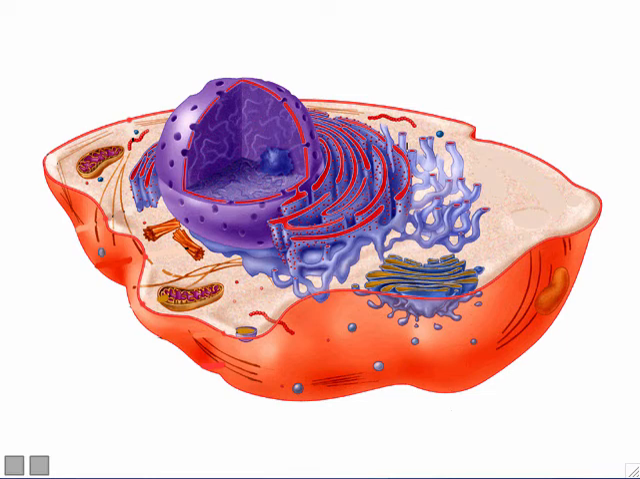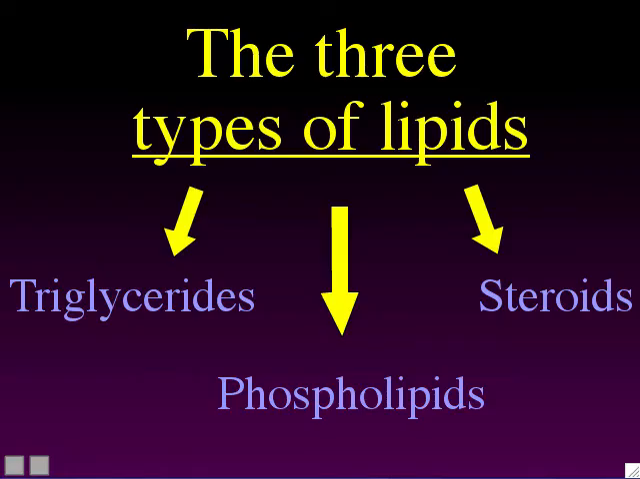So, super quick summary. Phospholipids are the major building block of cell membranes. The third of the major lipid types are called the steroid lipids, and steroids are different from the other two. Steroids are quite a bit different from triglycerides and phospholipids.